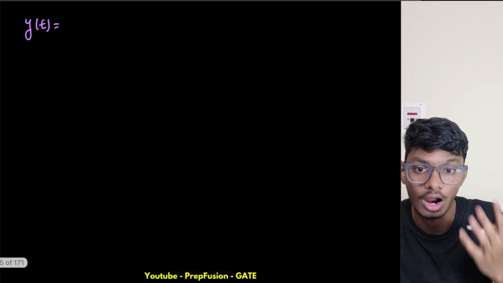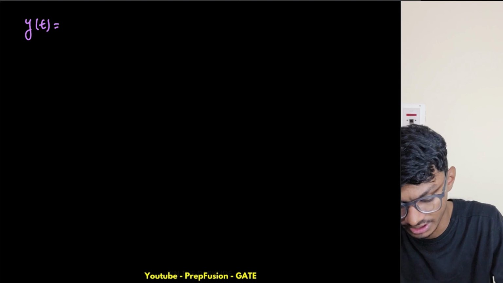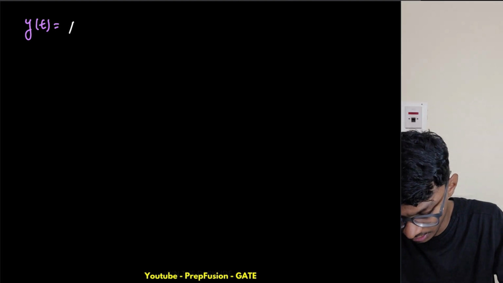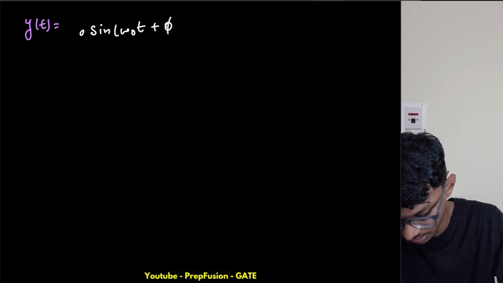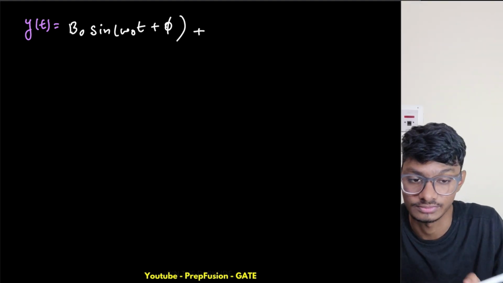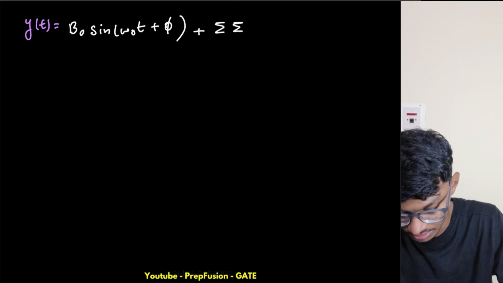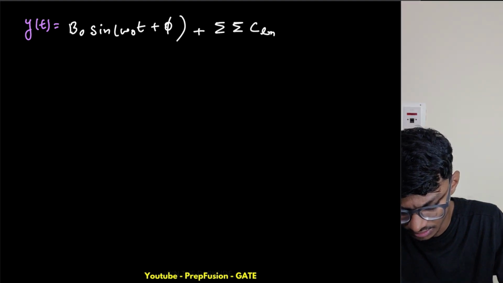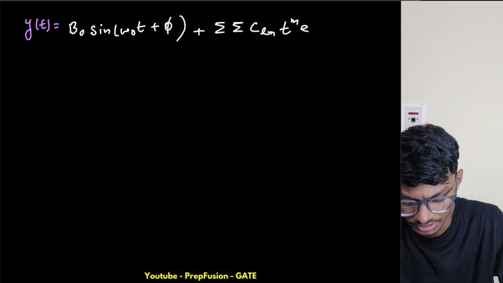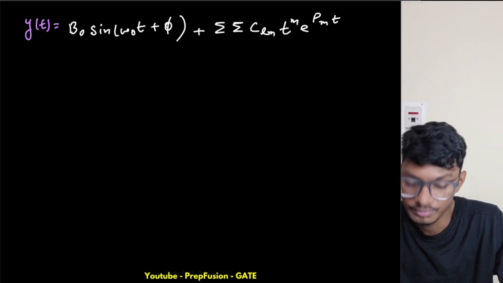And what is my output defined as? We already derived this. If I remember correctly, it was a0 sin(ω0 t + φ). I can name this b0 basically, because a0 was the input amplitude: b0 sin(ω0 t + φ). Plus I had a few transient terms, a summation of c_lm t^l e^(p_m t), where the p_m were the poles.